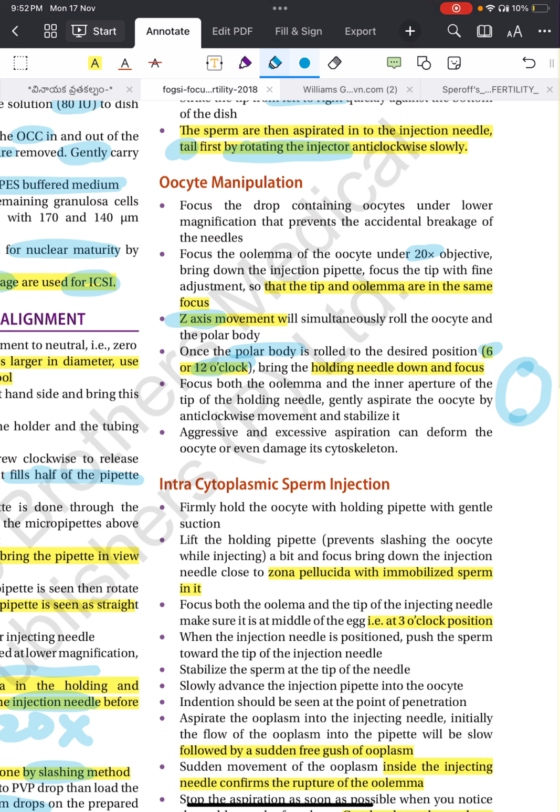Focus both the oolemma and the inner aperture of the tip of the holding needle. With the holding needle and oolemma in focus, gently aspirate the oocyte by anti-clockwise movement. We'll just adjust the holding needle. Aggressive and excessive aspiration will deform the oocyte, so aspirate gently so that it fixes to the holding needle.